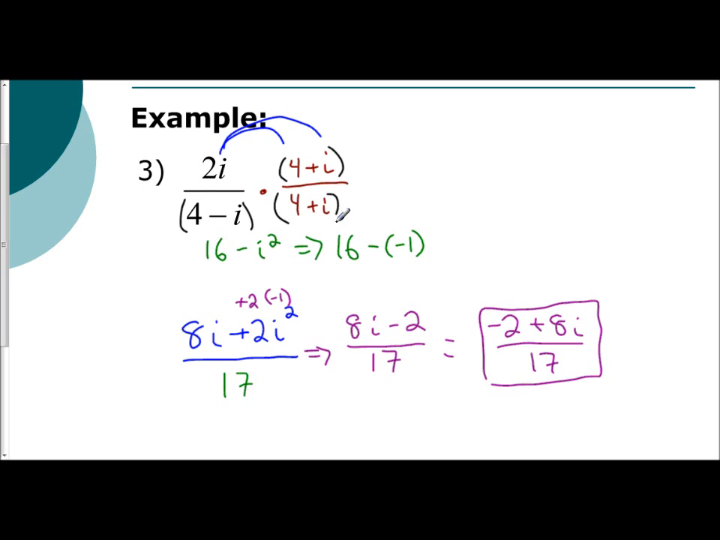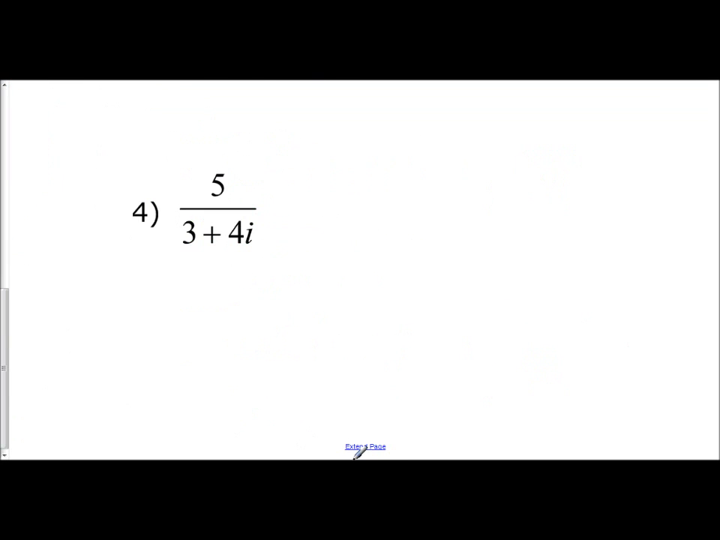You can distribute and you can see your 4i and your negative 4i would cancel. There's no reason to account for them. That's the whole reason why you use the conjugate: you just multiply the first terms, multiply the last terms, and combine them together. So let's try it one more time.